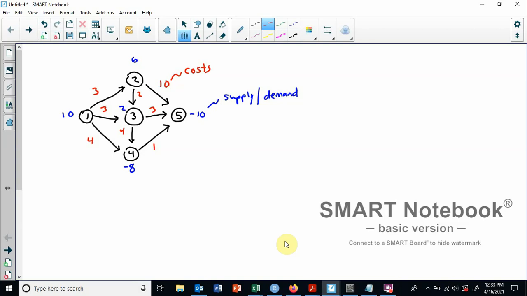I wanted to do a better or more intense network optimization problem to make sure you understand how to get the flows and the duals and the reduced cost and all of that. So let's just jump right in.